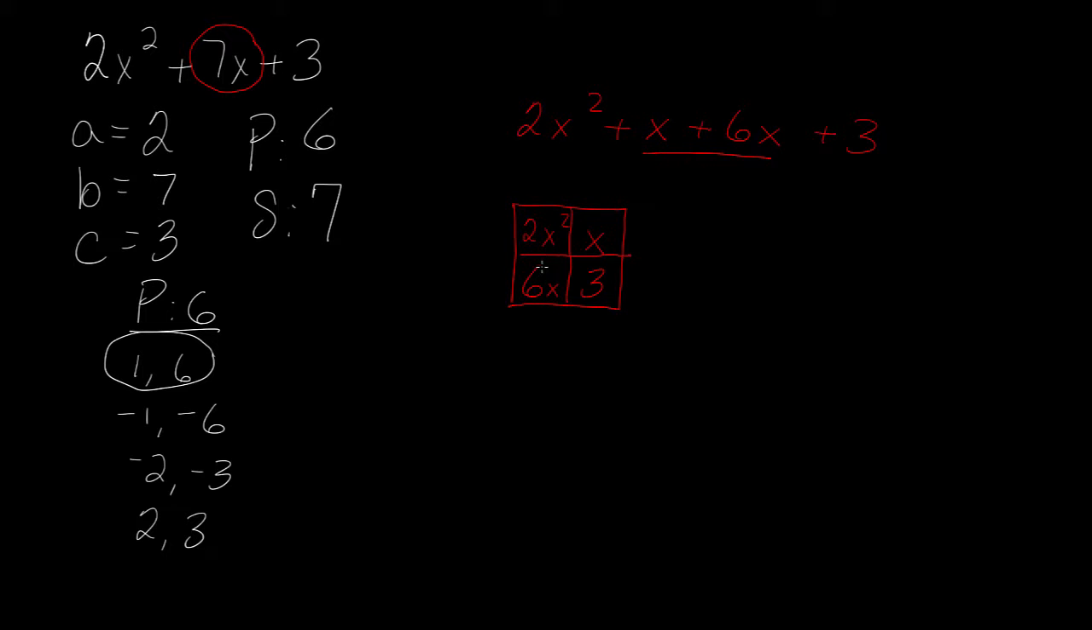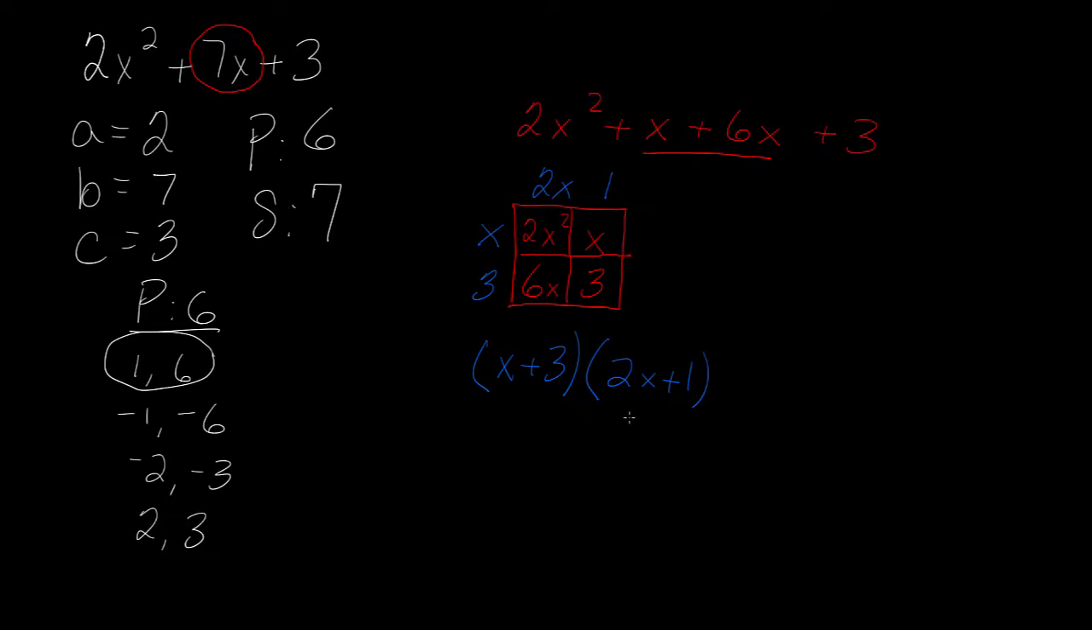So now, let's find the greatest common factor. 2x squared and x, the greatest common factor is x. Look at the bottom row here. 6x and 3, the greatest common factor is 3. Look straight up and down. The greatest common factor here is 2x. Straight up and down, the greatest common factor is 1. So now, I'm about 99% done. We have x plus 3 and 2x plus 1 as our final answer.